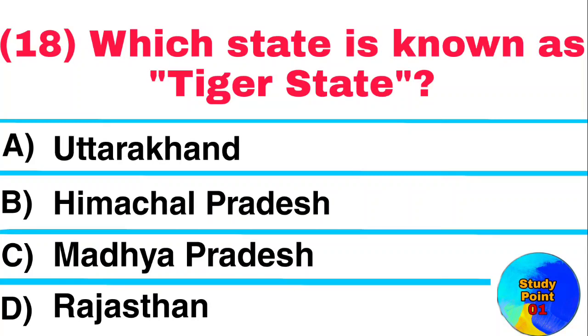Question. Which state is known as Tiger State? A. Uttarakhand. B. Himachal Pradesh. C. Madhya Pradesh. D. Rajasthan. Answer. Madhya Pradesh.